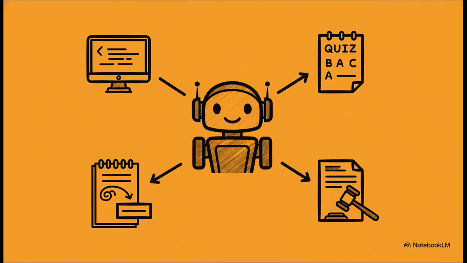And your imagination is the only limit here. You could make a coding assistant that helps you find bugs, a quiz generator that turns your study notes into test questions, a meeting summarizer. You could even create a legal document reviewer that automatically cross-references cases from your private knowledge base. I mean, seriously, the possibilities are just endless.